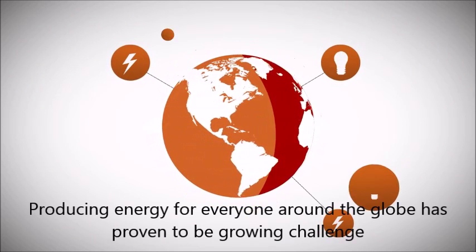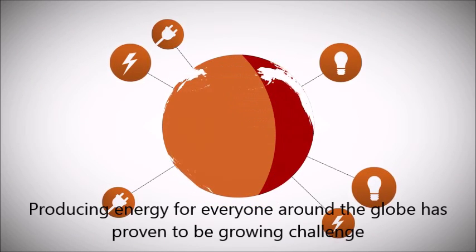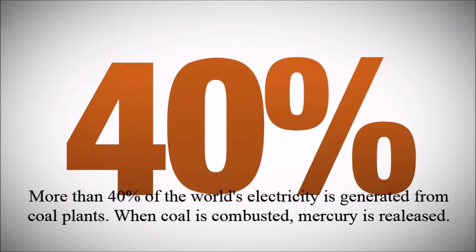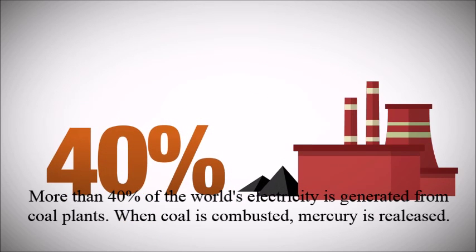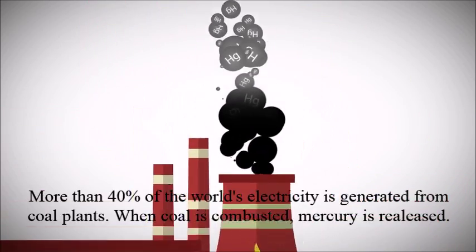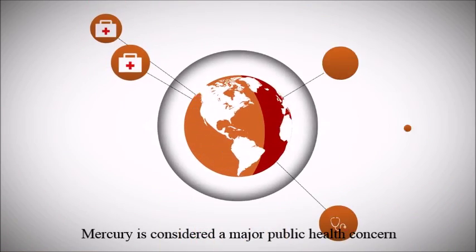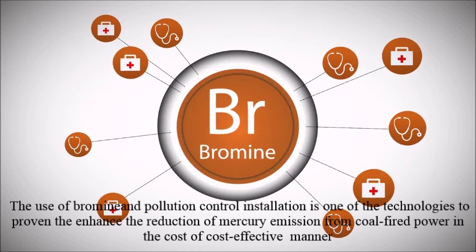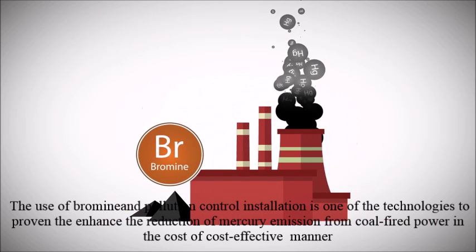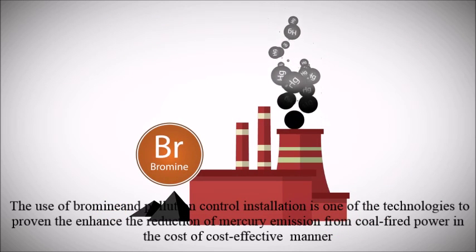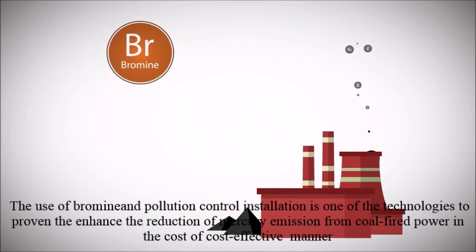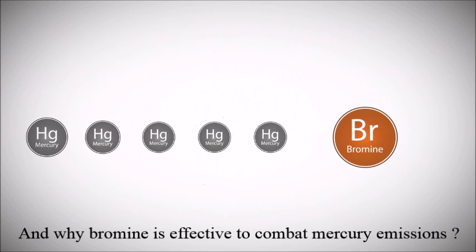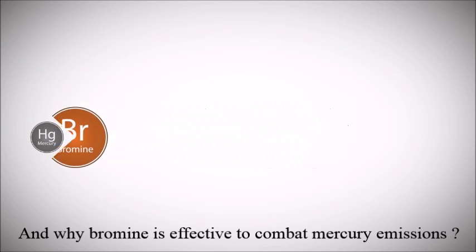Producing energy for everyone around the globe has proven to be a growing challenge. More than 40% of the world's electricity is generated by coal power plants. When coal is combusted, mercury is released. Mercury is considered a major public health concern. The use of bromine in pollution control installations is one of the technologies proven to enhance the reduction of mercury emissions from coal-fired power plants in a cost-effective manner. How does it work, and why is bromine effective to combat mercury emissions?